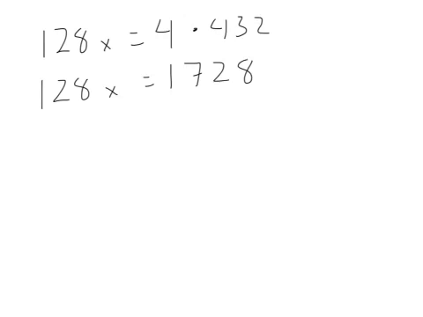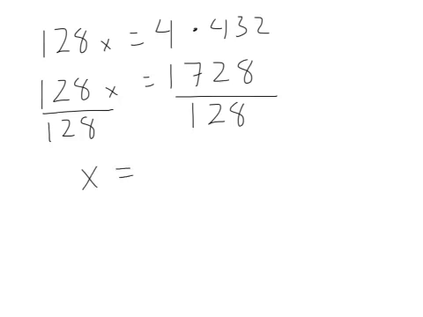In a one-step equation, I've got 128 x's. To get x by itself, I divide by 128. Since I did it on the left side, I do it on the right side. Divide by 128. Then I use my calculator once again, and I get x equals 13.5. That's quite interesting because 13.5 is the same answer we got before. It's 13.5 gallons.